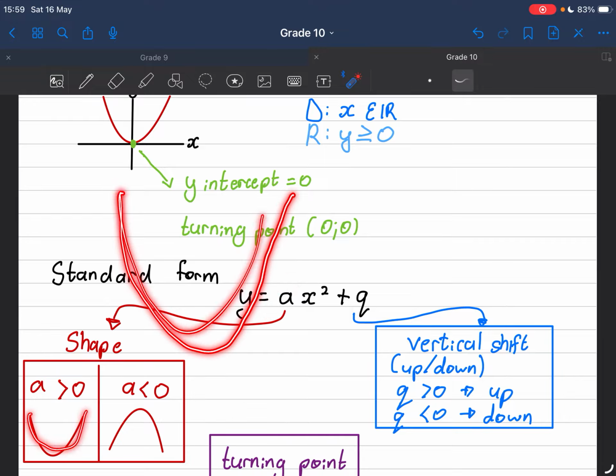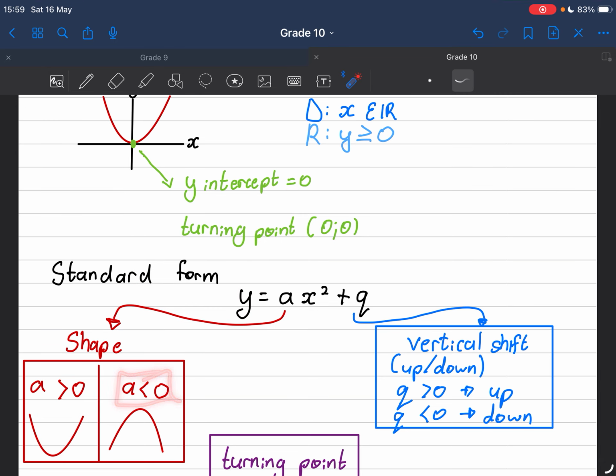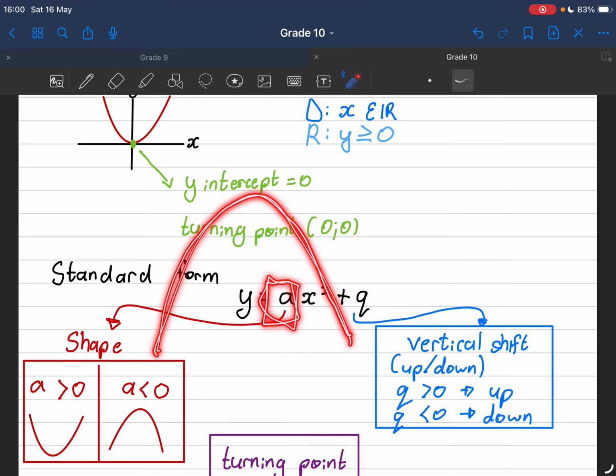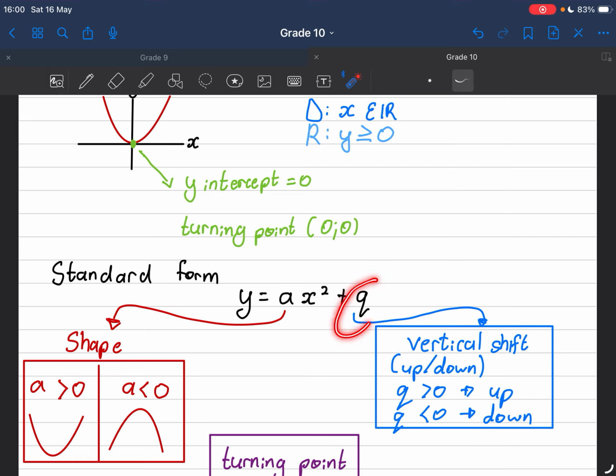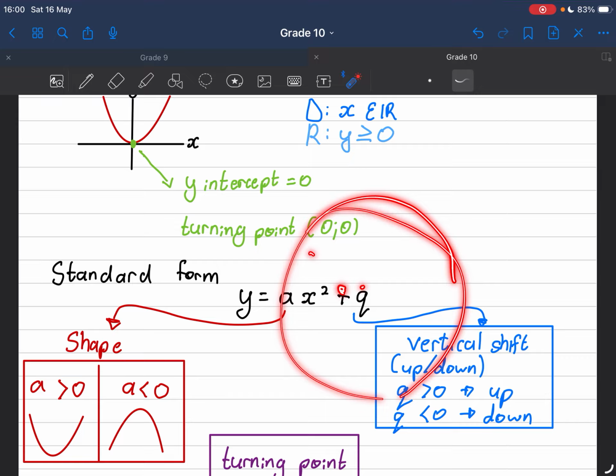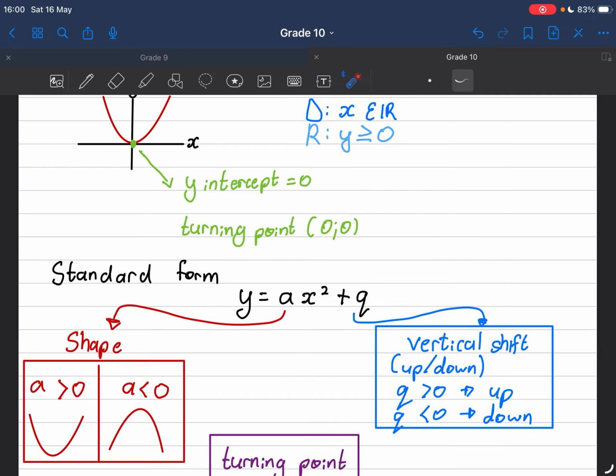So this is a smiley face. However, if the a value is negative, meaning this here is -1, -3/4, -10, your graph will be in a sad face shape. So it's important to check this, or to look at the shape if it's given to you, and make sure you see that connection. The value q is something we call a vertical shift. It shifts the graph up, or it shifts the graph down. And for grade 10, it's also going to be the y-intercept, but basically it shifts the graph up or down.